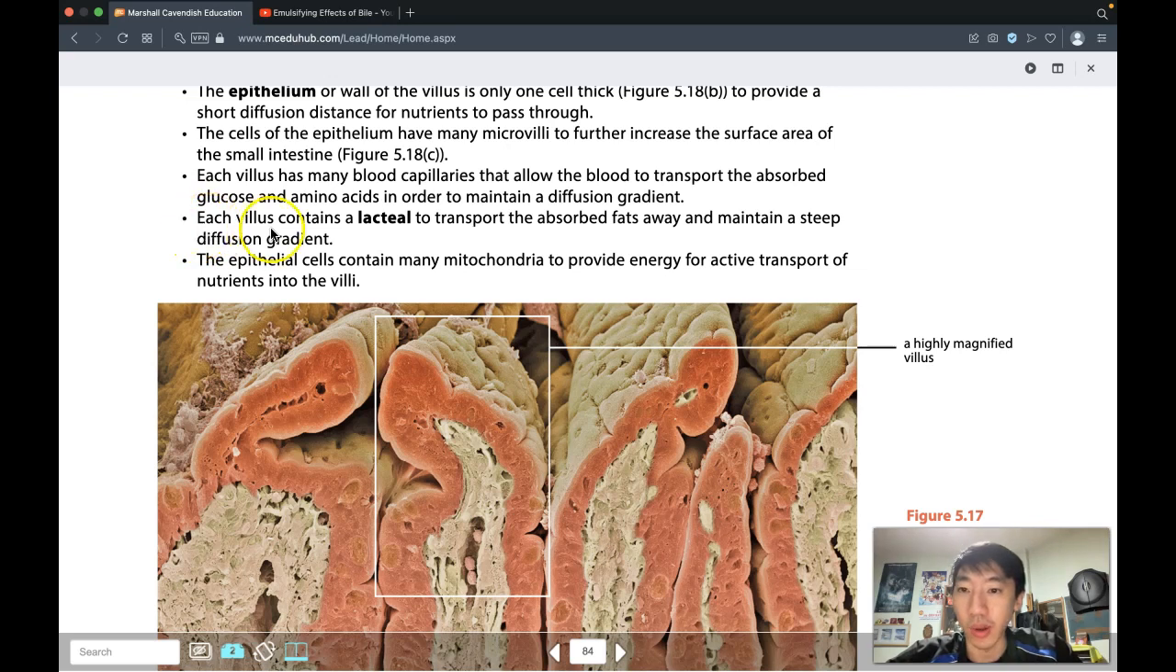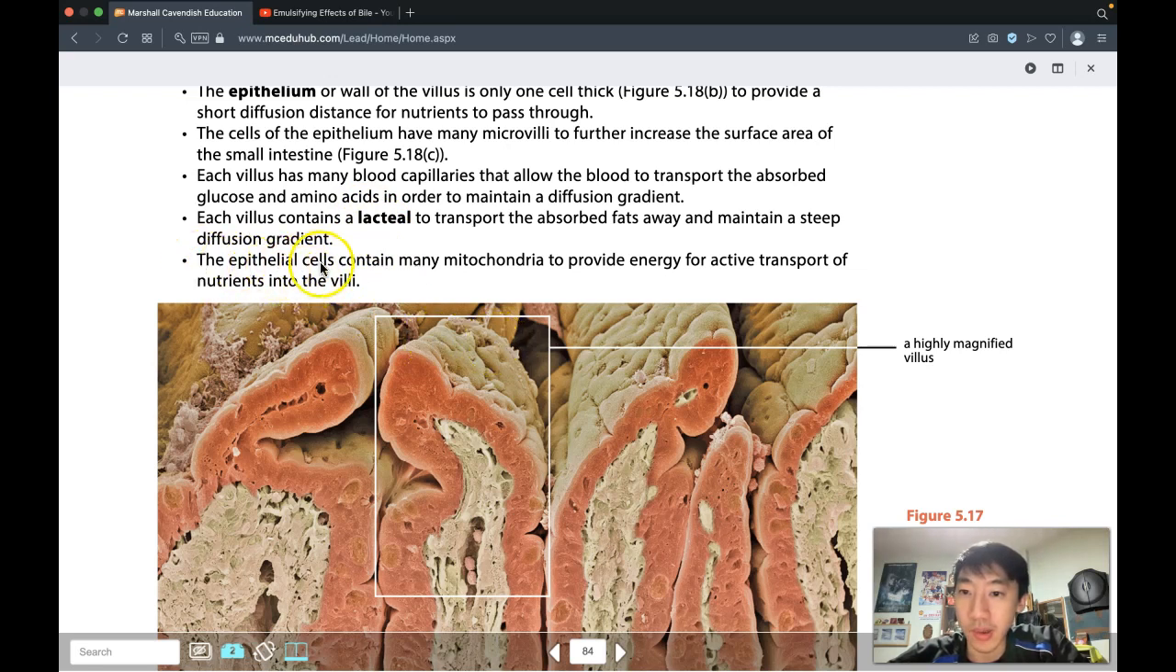Okay, each villus contains a lacteal to transport the absorbed fats away and maintain a steep diffusion gradient. So just be a bit careful here. Glucose and amino acids will go into the blood, whereas fats, in the form of fatty acid and glycerol, once they're absorbed, actually reform a little bit back into fats. Those will be carried by the lacteals. Later I will show you the picture of that.